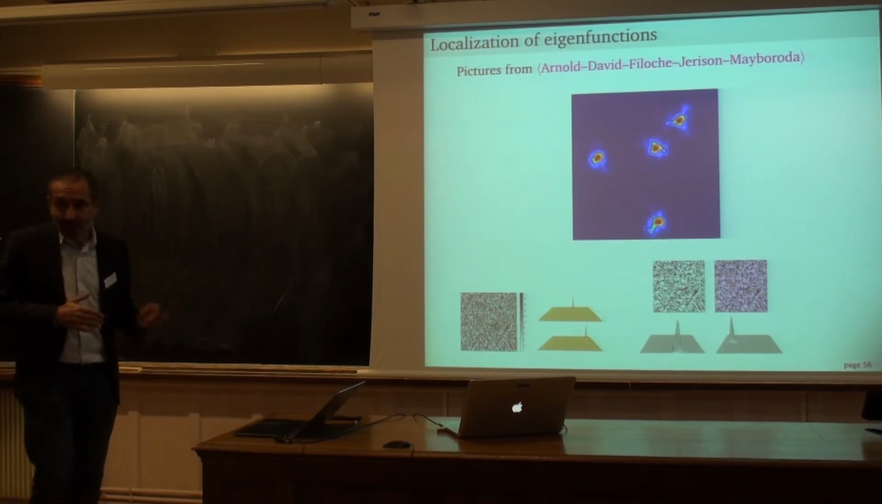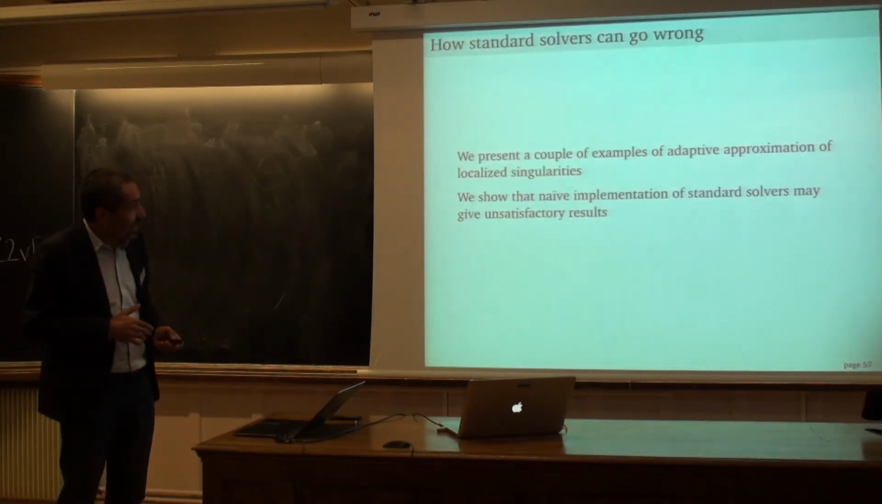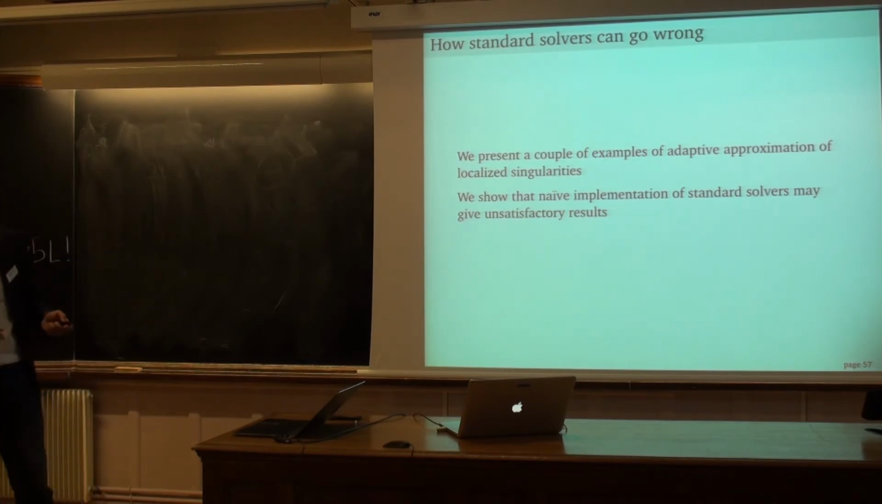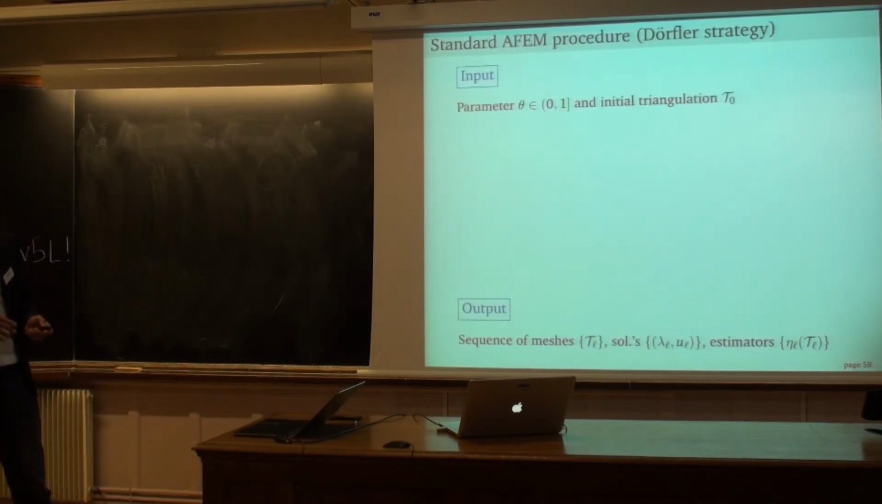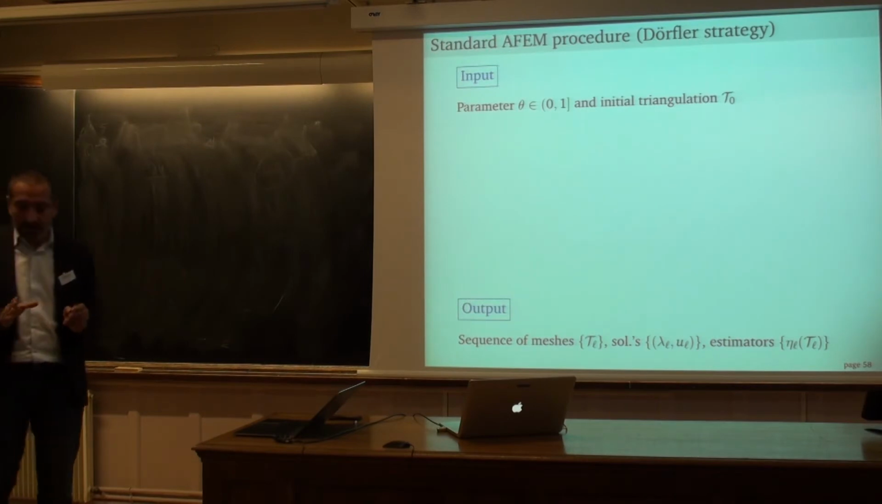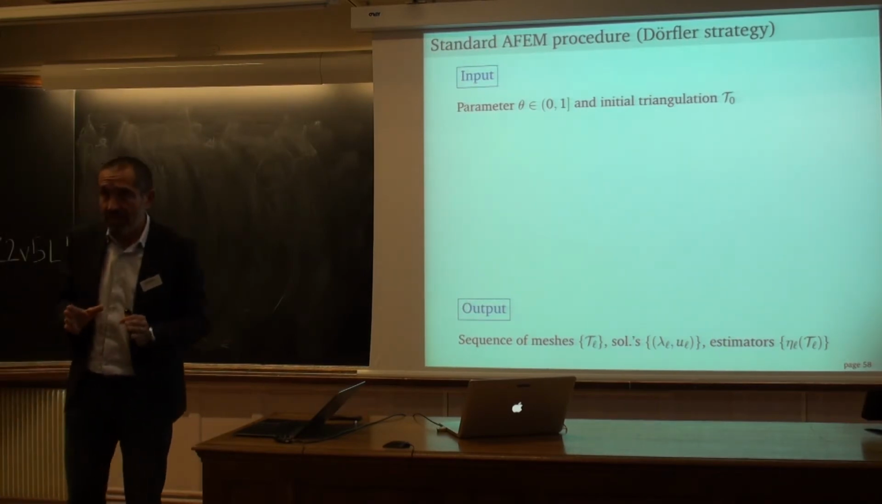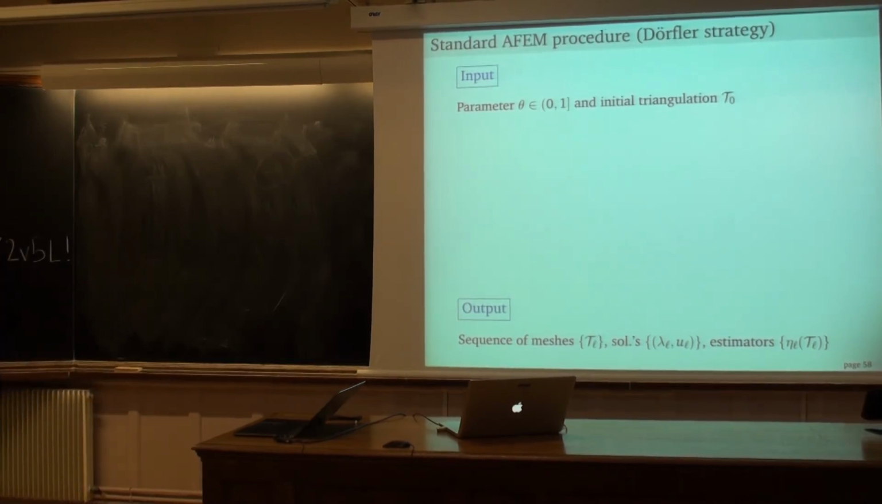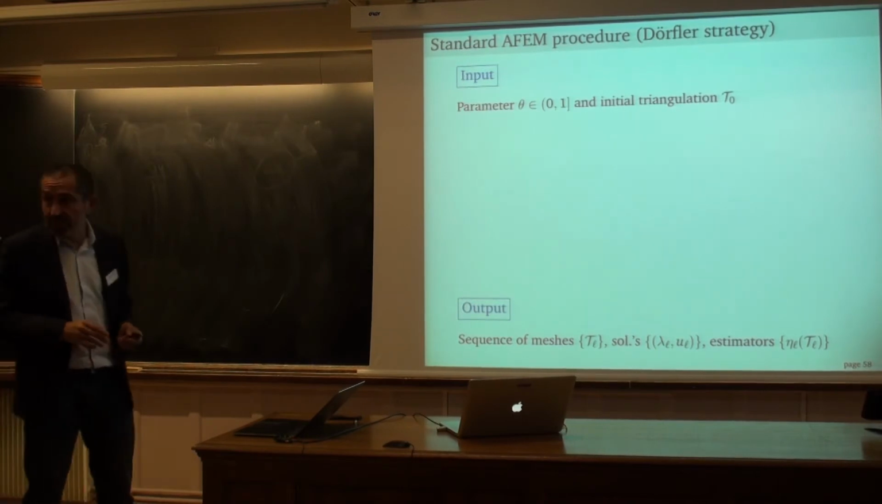Very quickly, localization. You know these pictures, and I wanted to present a couple of examples, but probably I will present only one. Let's see what I can do. But this is the idea. I mean, I'm talking about adaptivity. The idea that I mentioned at the beginning was to try to refine your mesh locally when you need it. And this is the paradigm for adaptivity.